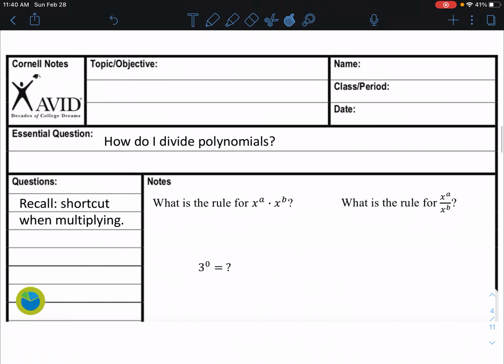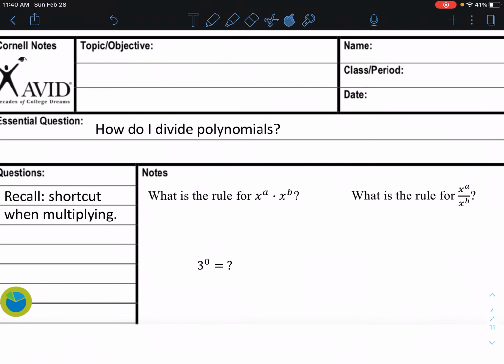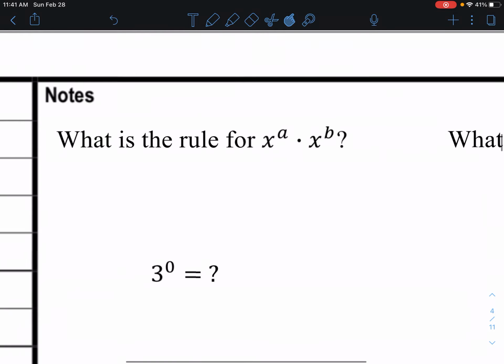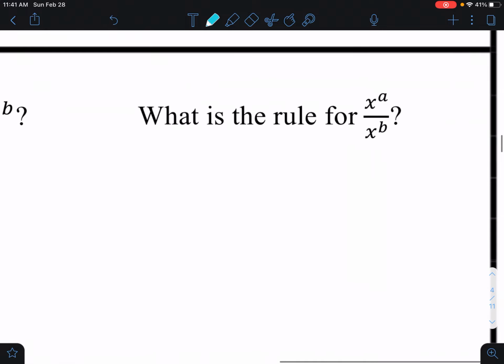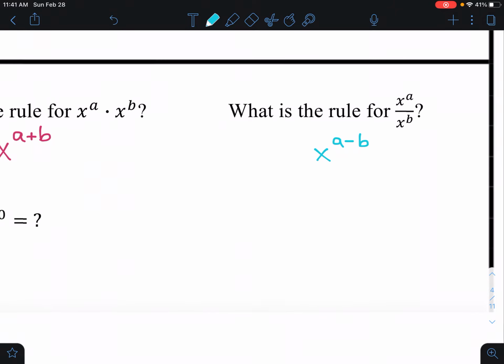All right, so how do I divide polynomials? Well, a couple of things. Let's first start by recalling our shortcut when we multiply polynomials. Provided they have the same base, x or something else, the shortcut was to just add the exponents. So how about when you're dividing? What do you think you do? Well, if the base is the same, you might guess that with my exponents, we subtract. We're going to talk about why that is in a moment.